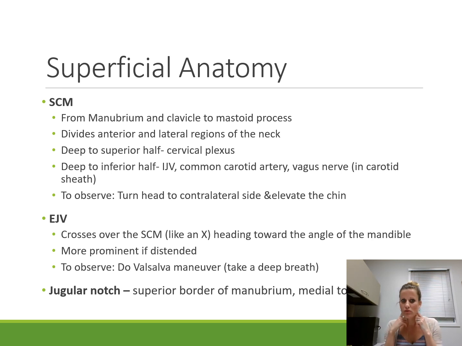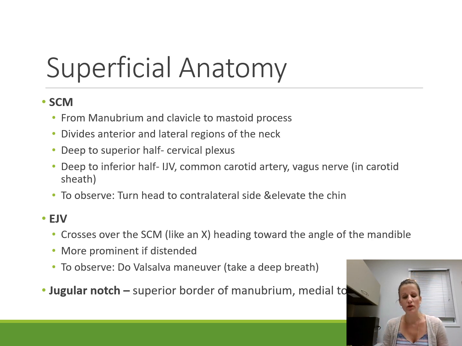Looking at the sternocleidomastoid, deep to the superior half is where the cervical plexus is, right? Which is why we go just behind there to inject the nerve point of the neck. Deep to the inferior half, the internal jugular vein, common carotid artery, and vagus nerve pass in the carotid sheath.